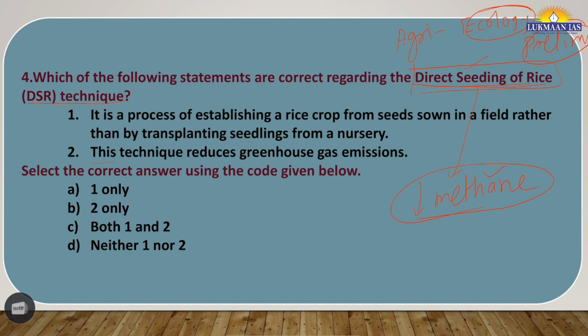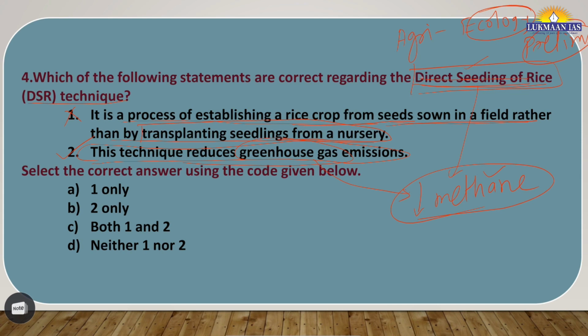Okay, so look at the second statement here. This technique reduces greenhouse emissions. Methane is that greenhouse gas, let's say, emitted from the paddy field. So this is correct statement. First statement, the process of establishing rice crop from seeds sown in the field rather than transplanting seeds from the nursery. अब ये उल्टा लिखा हुआ है ना, right? So it is the process of establishing rice crops from transplanting seedlings from nursery and not directly, let's say, sown in the field. तो उल्टा लिखा हुआ है वहाँ पर, right?